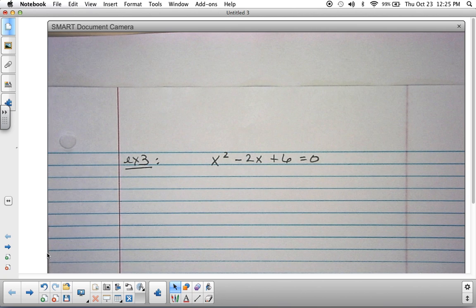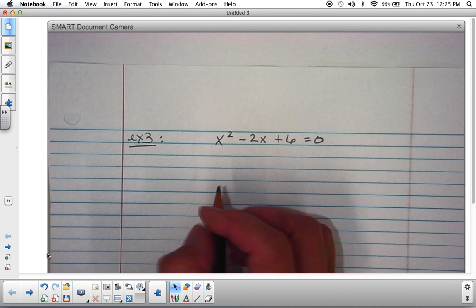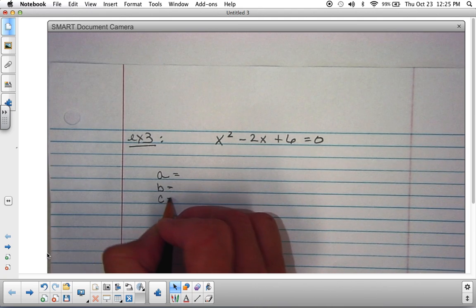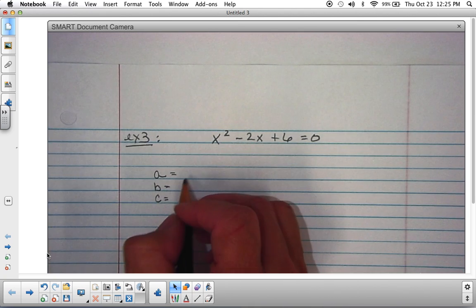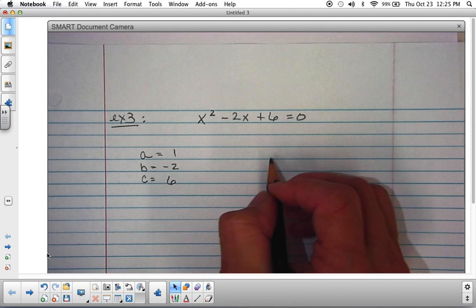Again, so nicely you might be thinking I'll factor, oh, what multiplies to 6 and gets me to 2? There are no factors that will make this work. So that means I'm going to use the quadratic formula. I'm going to list a, b, and c, which are again just the coefficients. A is 1, b negative 2, c 6. We're going to plug them into the formula.